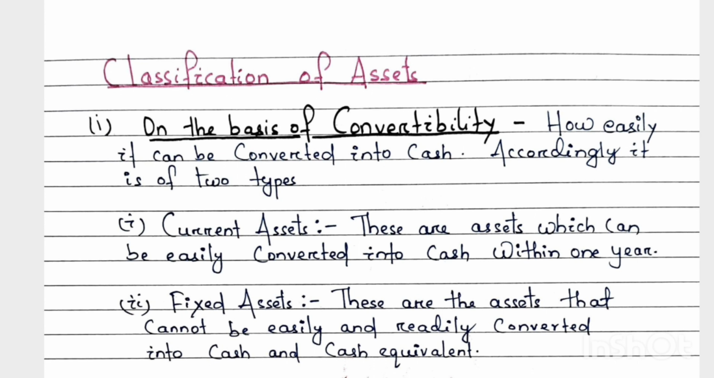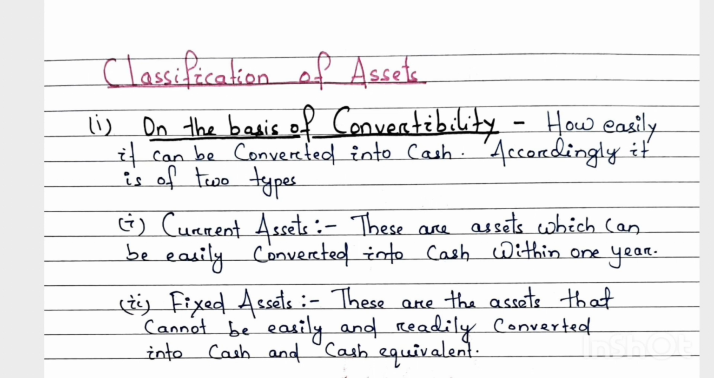Now if there is stock in the business, it will be sold within 1 year and gets converted into cash. Similarly, if there is a debtor, it means we have sold goods to a customer who is called a debtor. Now the customer has to repay the amount to the businessman within 1 year. So it will also be a current asset.